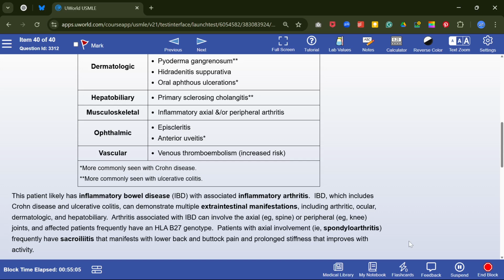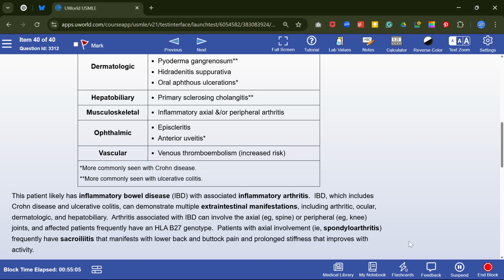I think IBD. She is sexually active with a single partner. This patient likely has IBD with inflammatory arthritis. IBD, which includes Crohn's or ulcerative colitis, can demonstrate multiple extraintestinal manifestations, including arthritic, ocular, dermatologic, and hepatobiliary. Arthritis associated with IBD can involve axial or peripheral joints, and affected patients frequently have the HLA-B27 genotype.